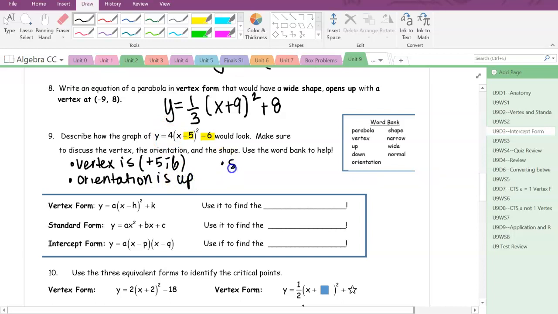And I also know that the shape, because this is a 4, it's more than 1, it would be narrow. All right, and again, you have some vocab words in the little word bank to help you if you're not sure what to say.